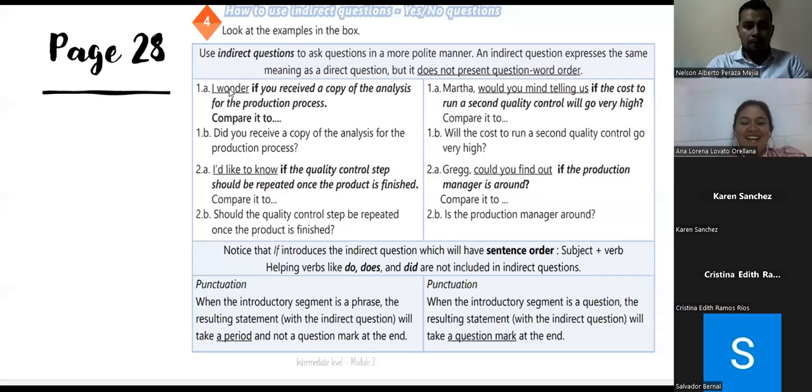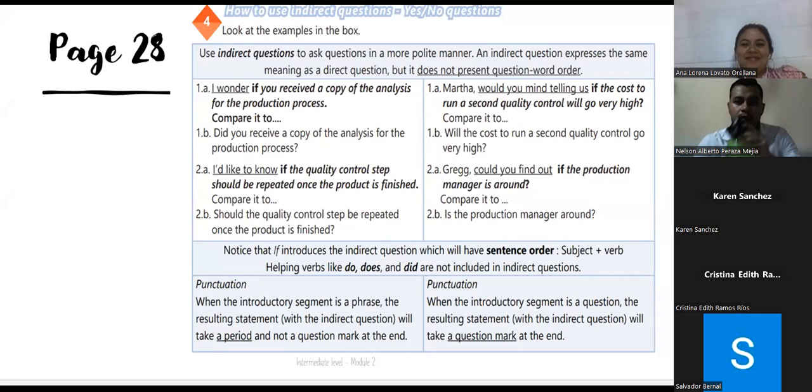Okay, entonces leamos on page 28 in our manuals. Page 28, let's read. This is the grammar box where they explain how to use indirect questions. These are the yes/no questions as we were starting yesterday. So let's look at the examples in the box and also let's try to notice the important details we need to consider grammatically. And remember about the punctuation. So let's read.